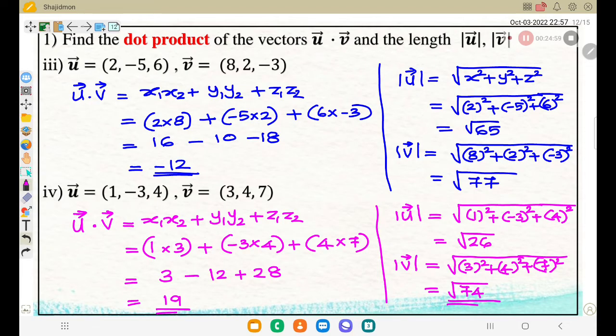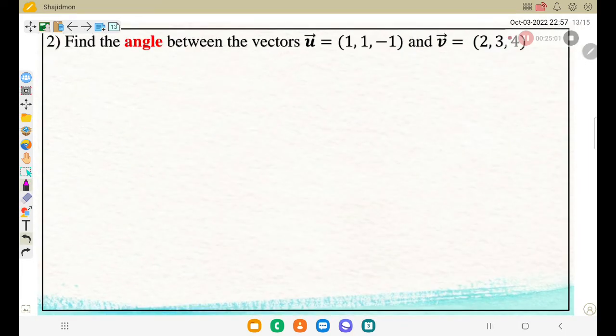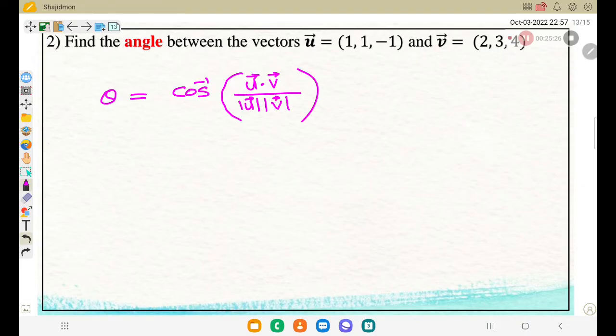Okay, now we will go to the next question. Question number 2. Find the angle between the vectors u and v. What is the angle between the vectors? Theta equals cosine inverse of, we studied, vector u dot v divided by absolute u multiply absolute v, correct?